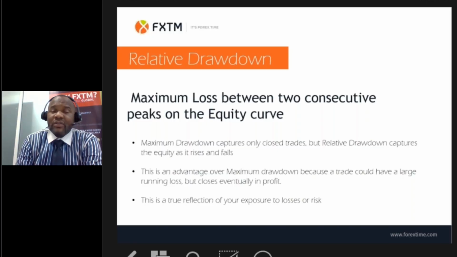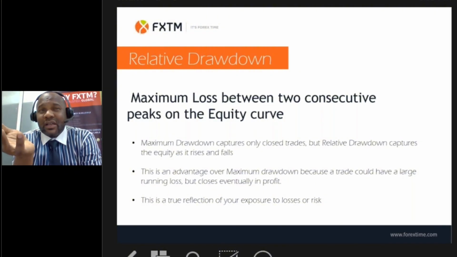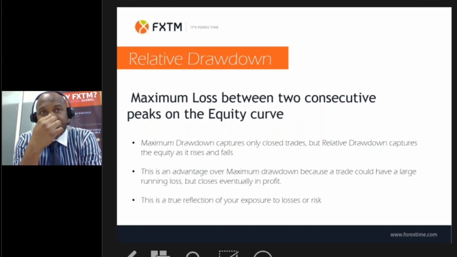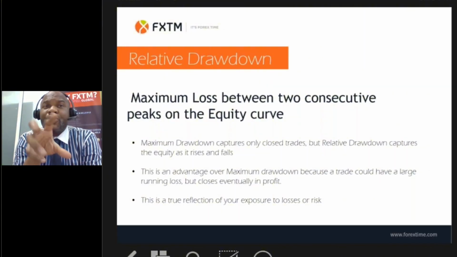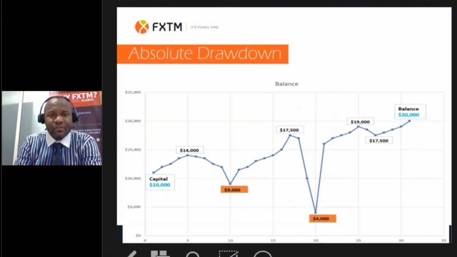But in the case where relative drawdown is not available and that website is showing only maximum drawdown, well, you can still use maximum drawdown. Somehow, it might be near the value of the relative drawdown most times. But when you have the opportunity to see the relative drawdown, I think you should focus more attention on relative drawdown rather than the maximum drawdown. Okay, I think we've said that enough. So let's go to absolute drawdown.